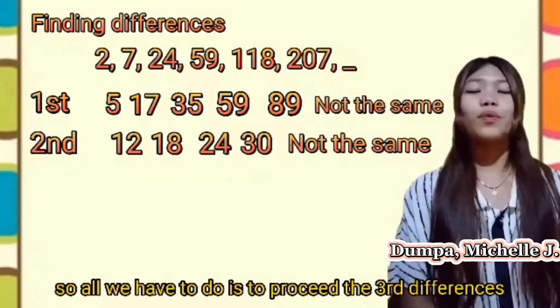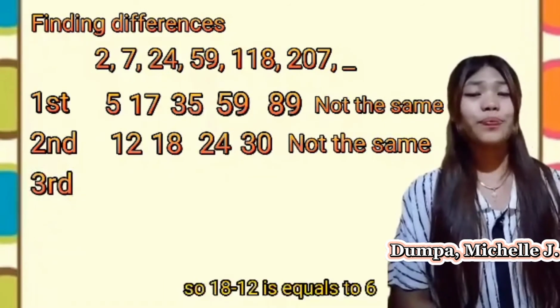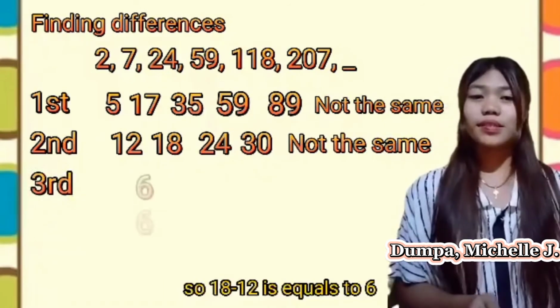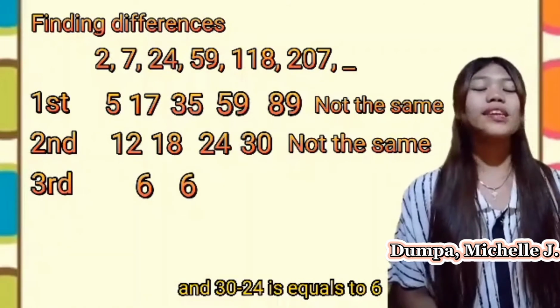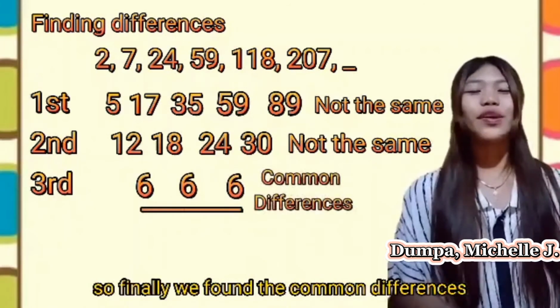So, all we have to do is proceed to the third differences. 18 minus 12 is equal to 6. 24 minus 18 is equal to 6. And 30 minus 24 is equal to 6. So, finally, we found the common differences.